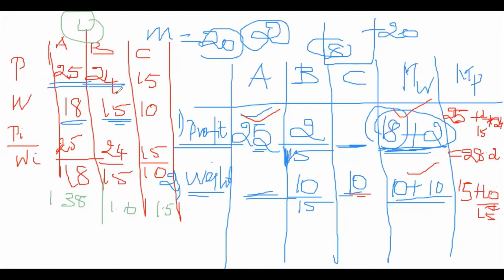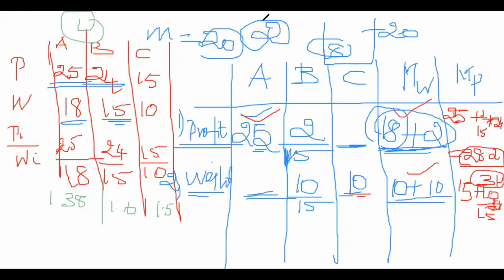into the profit, 24. So what is the answer here? 15 plus 10 by 15 into 24. The answer is 31. So the first criterion gave 28.2, and for the second criterion the answer is 31.